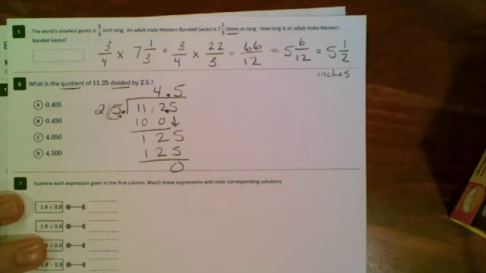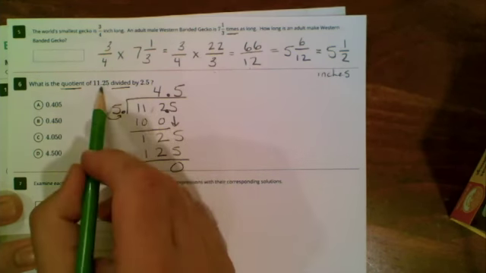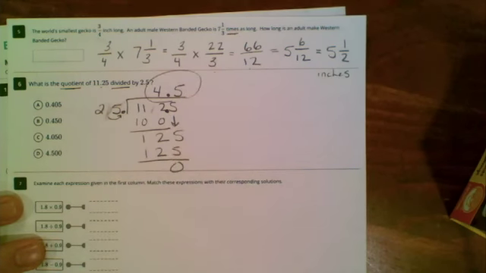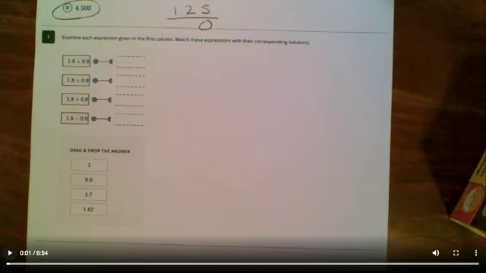We have a remainder of 0. So that means that 11 25/100ths divided by 2 1/2 is 4 1/2. And so the correct choice is.